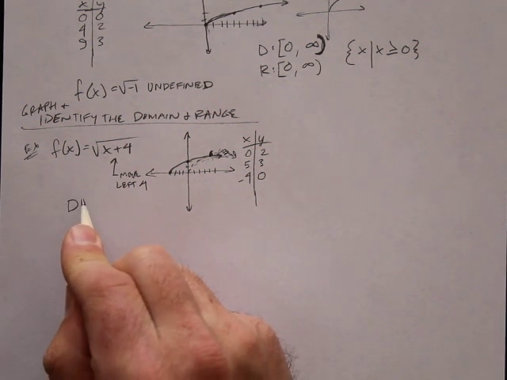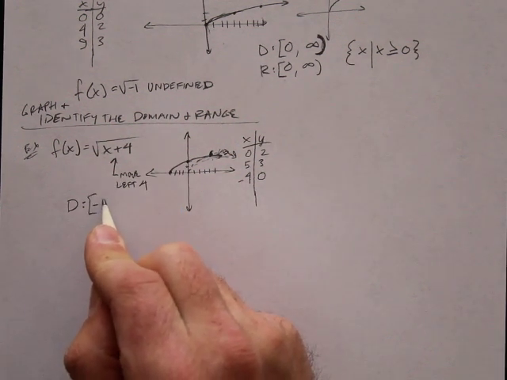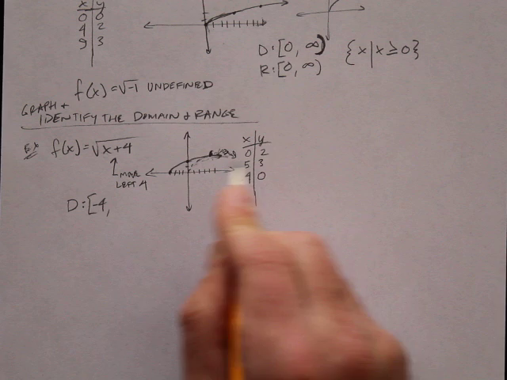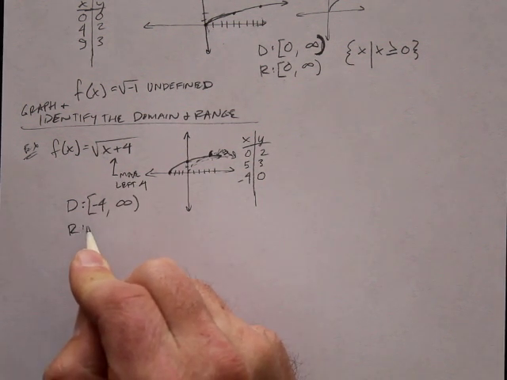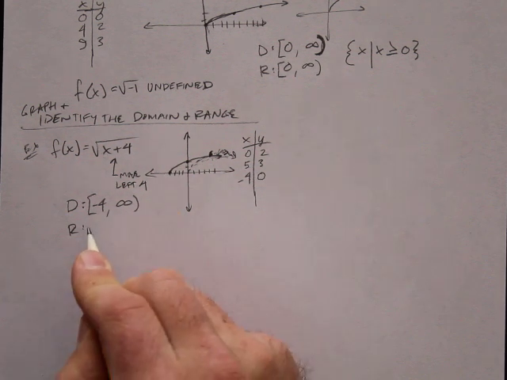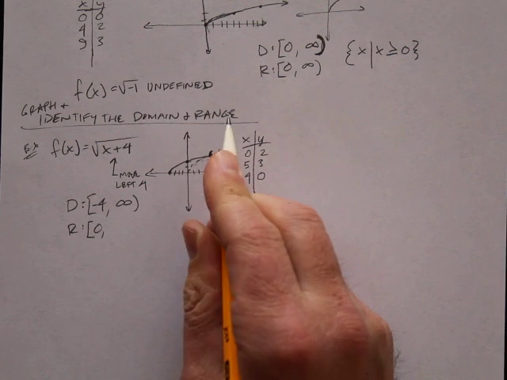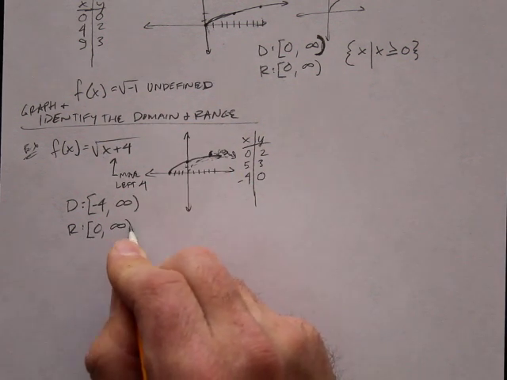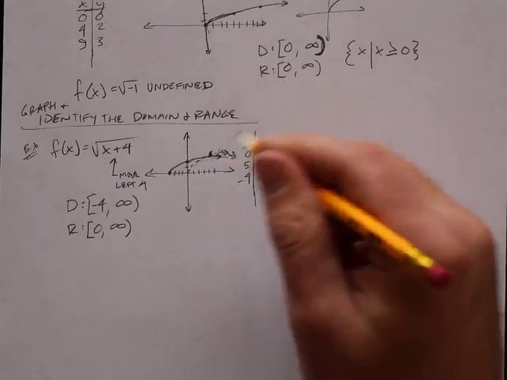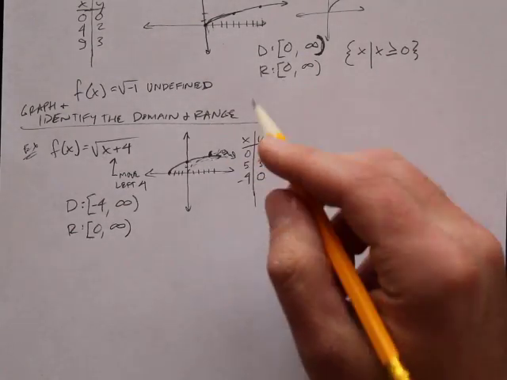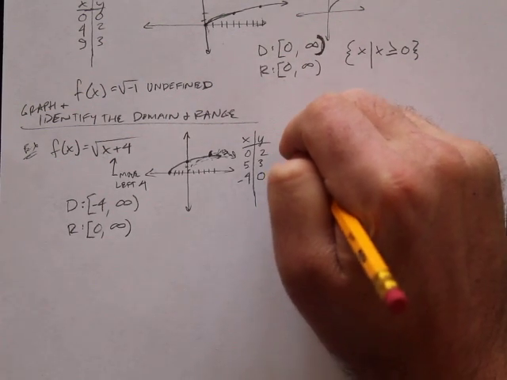So the domain here is -4, and that's included, and it goes to the right forever, so positive infinity. The range is here at 0. Looking at the y value here is 0. It's included, and it goes up to infinity. Even though it doesn't look like it's going up, it's just going to keep going up, but it's going to go way over to the right to get up. Okay.